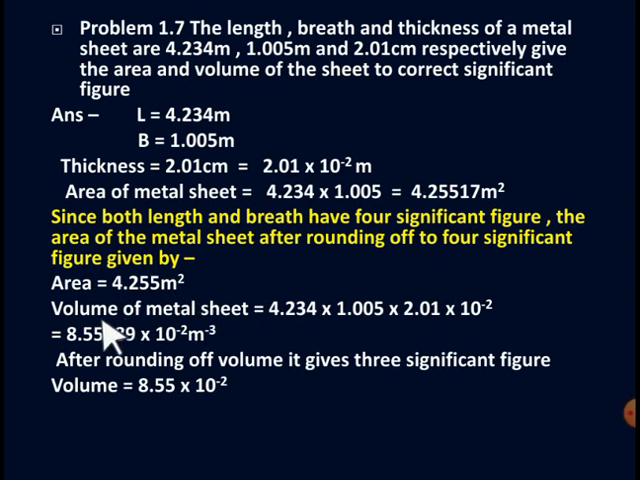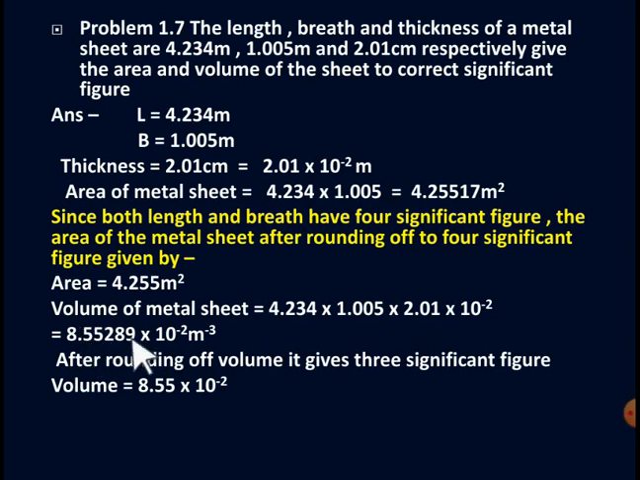And for the volume, we need to find the length, breadth and thickness. Length and breadth have 4 significant figures each, whereas thickness has only 3 significant figures. So the product is coming out in this way: 8.55289 into 10 to the power minus 2. You try to multiply it and check whether you are getting this or not. Now see what happened. This has how many significant figures? 6 significant figures, 1 2 3 4 5 6, right?